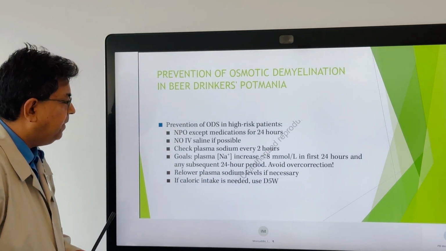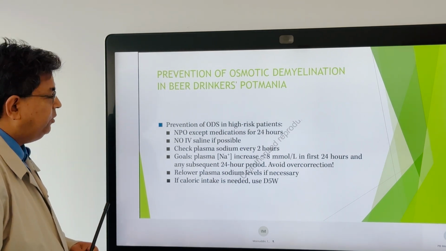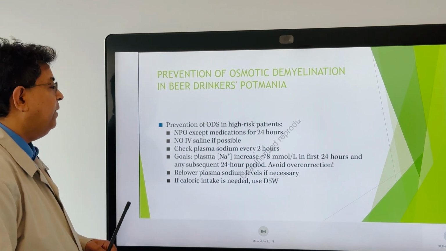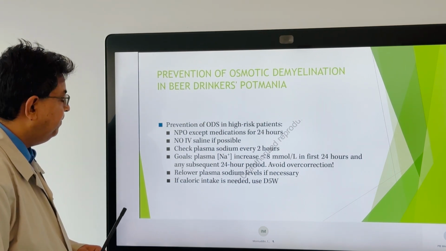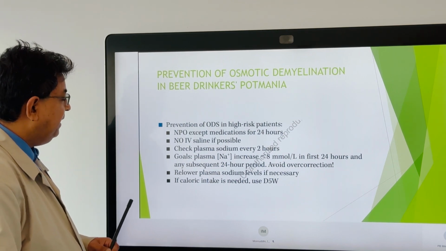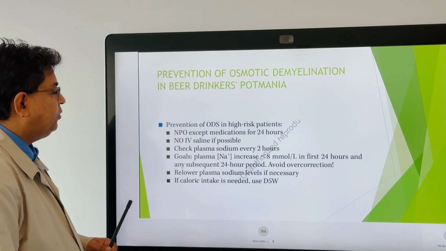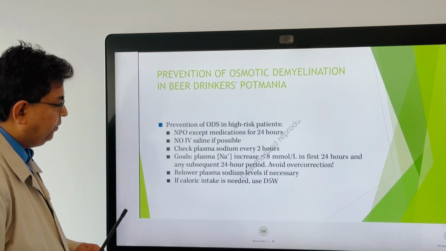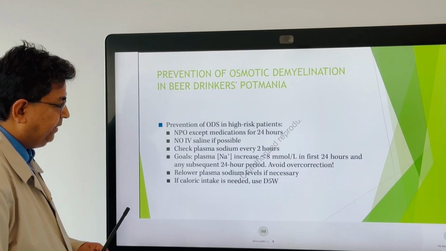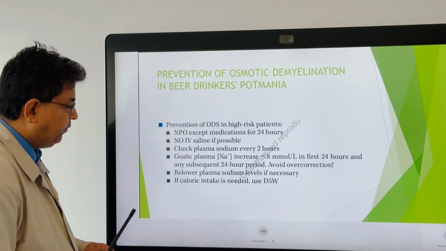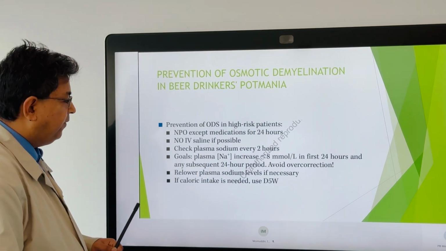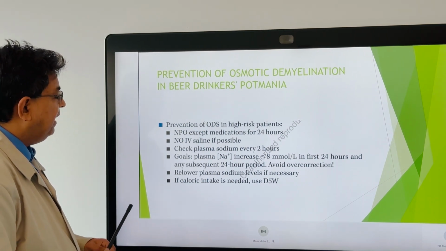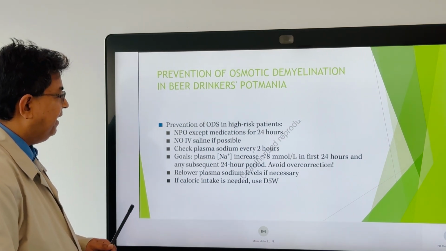How do you prevent osmotic demyelination in beer drinkers' potomania or other high-risk patients? Keep them NPO except medications for 24 hours. Avoid intravenous saline if possible. Check plasma sodium every 2 hours. The goals are to increase plasma sodium less than 8 millimoles per liter in the first 24 hours and any subsequent 24-hour period. You must avoid overcorrection. Relower plasma sodium levels if necessary. If caloric intake is needed, use D5W.